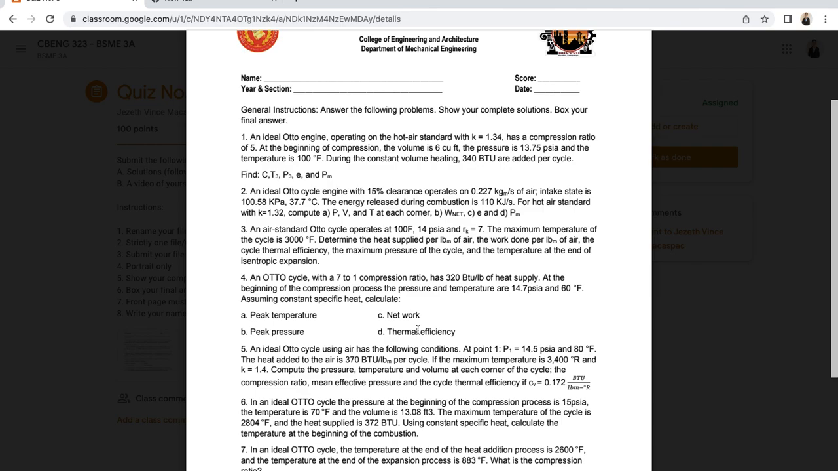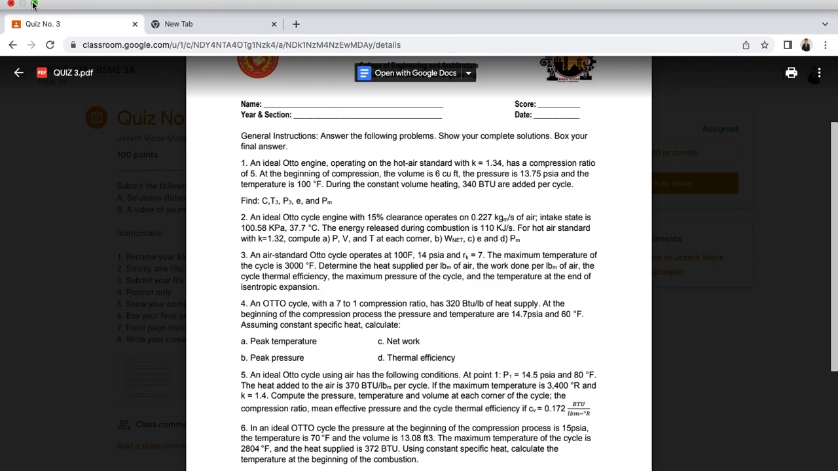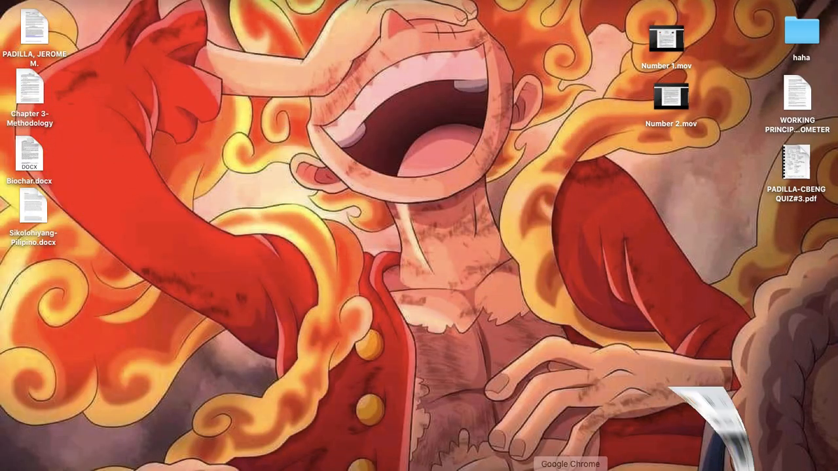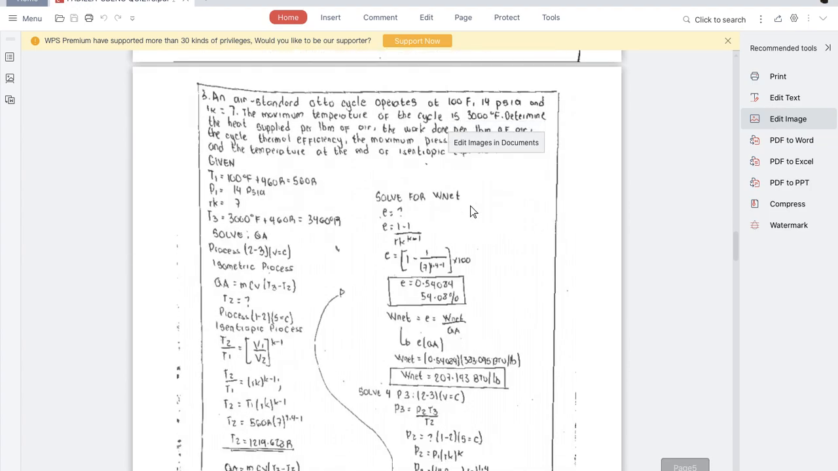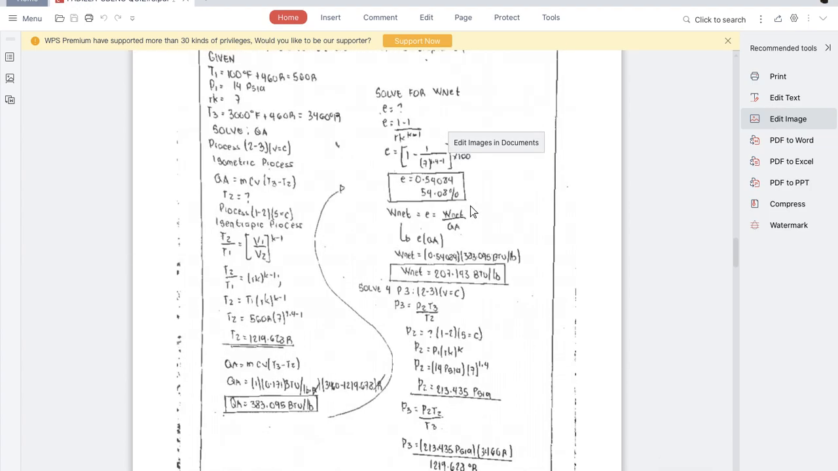So the given for problem number 3 is T1 equal to 100 degrees Fahrenheit, P1 equal to 14 psia, rk equal to 7, and T3 equal to 3000 degrees Fahrenheit. Let's proceed to the solution. So this is the solution for problem number 3.